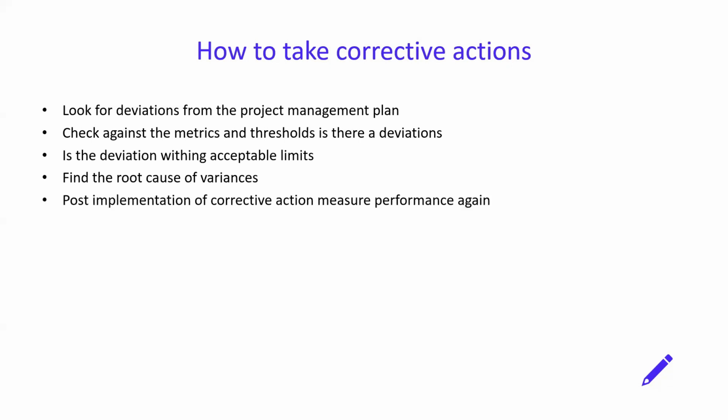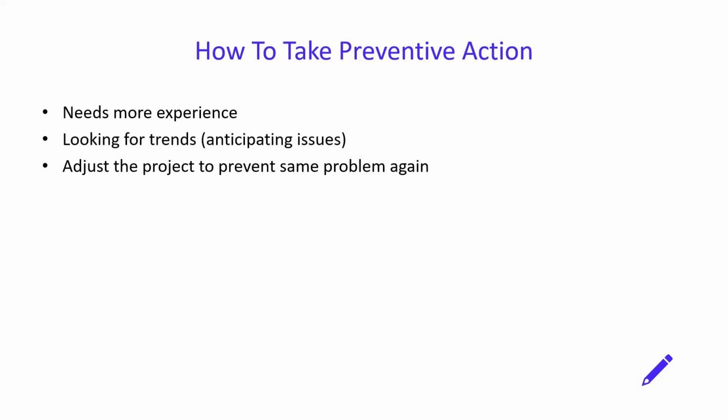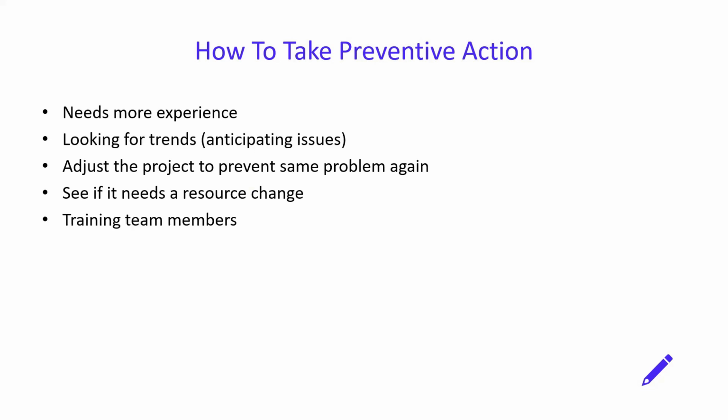Post implementation of corrective action, measure performance again. Okay. So how to take preventive actions? You have to have a seasoned project manager who uses intuition, gut feeling and experience to take preventive actions, looking for trends, anticipating issues, adjusting the project to prevent the same problem again and again, and see if it needs a resource change. Okay, all these are ways of taking preventive actions on the project. Now, training some team members.